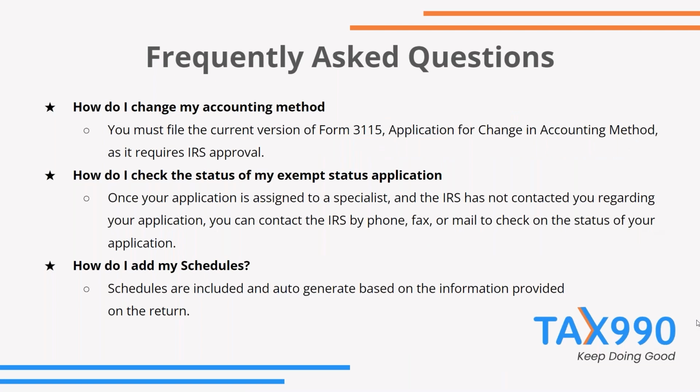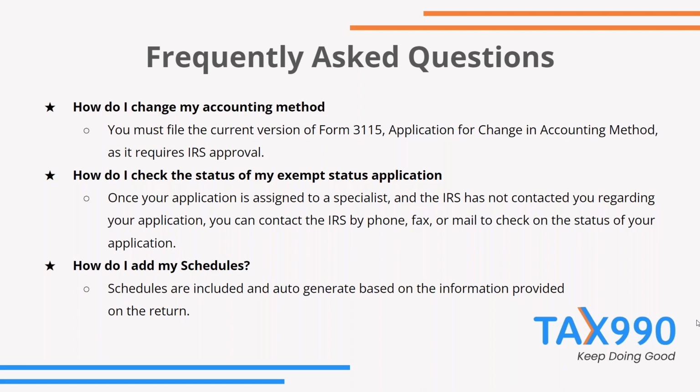How do I change my accounting method? So to change your accounting period, you would begin by filing the Form 3115, application for change in accounting method, as it requires IRS approval. The IRS will provide approval and confirmation of this change. Any communication you get from the IRS on changes, updates, or approvals will come in the mail. You won't get an email. You won't get any other kind of electronic notifications. The IRS will send you information in the mail.